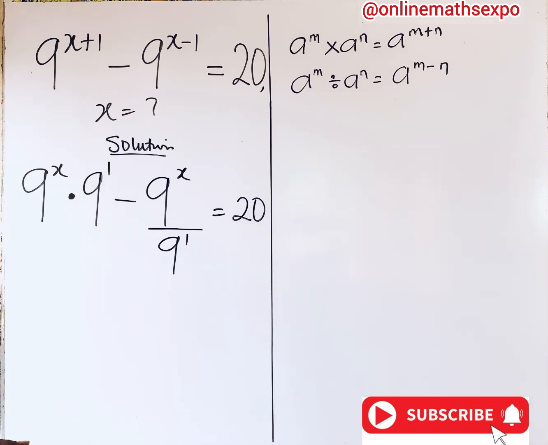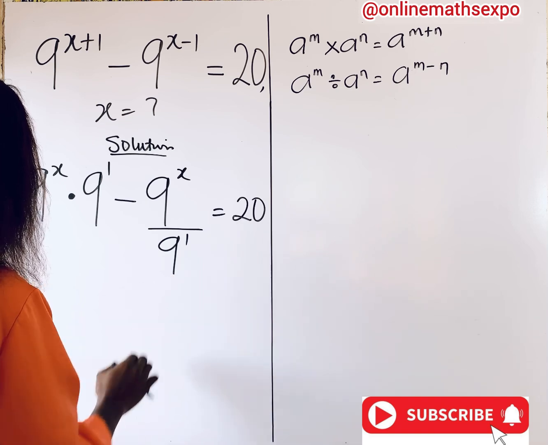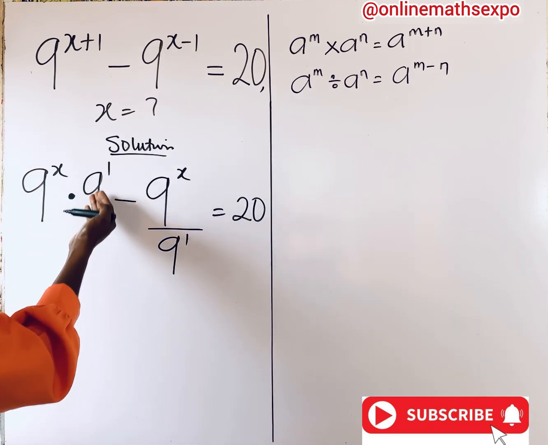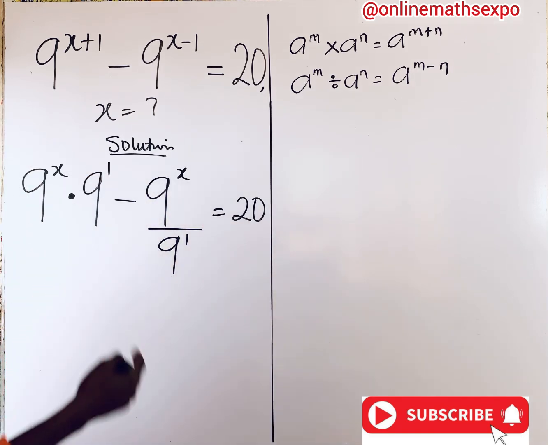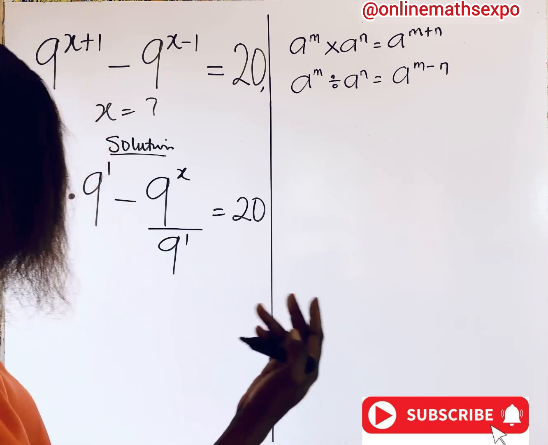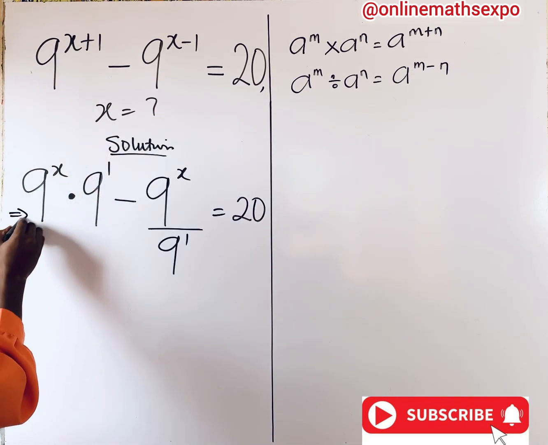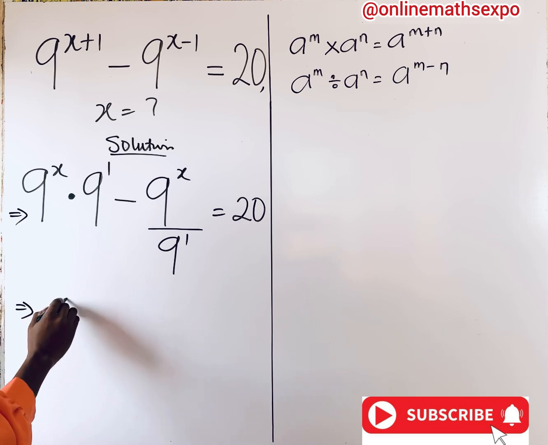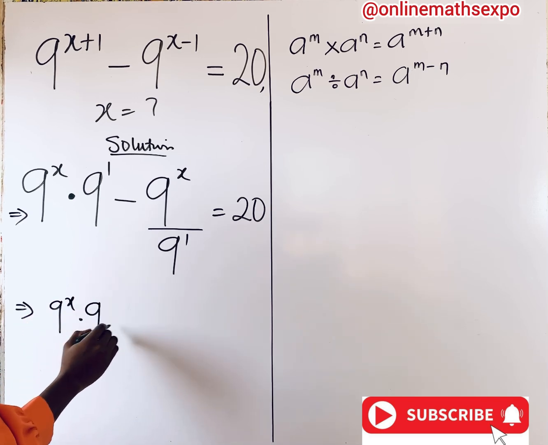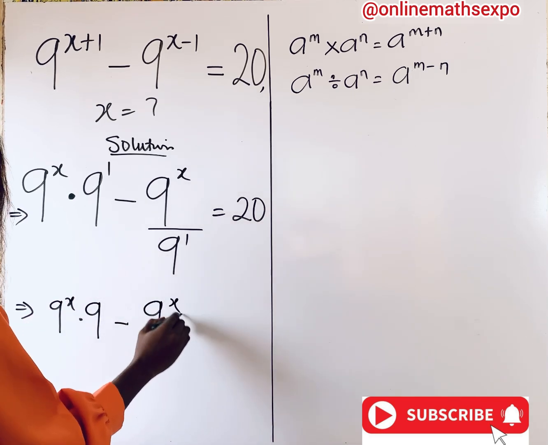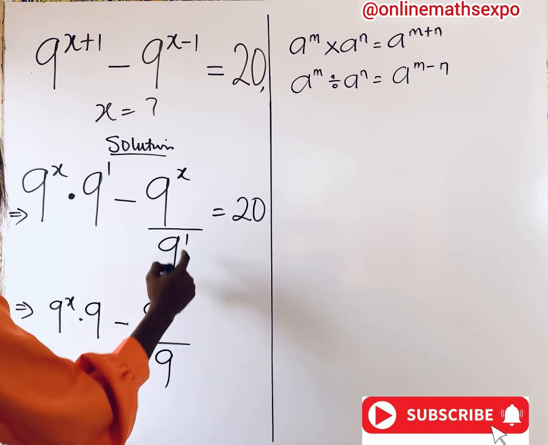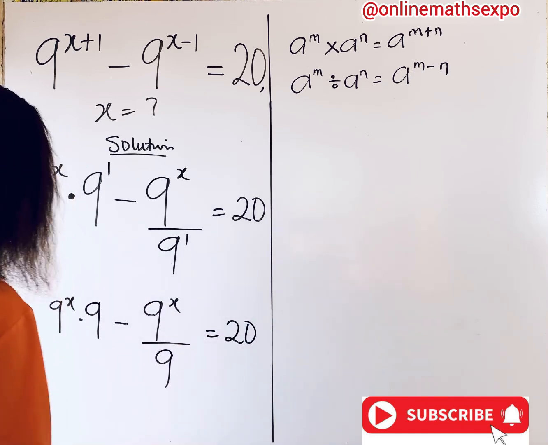Now, what do you think you can do again? You will notice that we need to clear this. Okay, we need to clear it. But before then, you know that each time you are raising a number to a power of 1, it is that number. So this is the same as saying 9 to the power of x multiplied by 9 to the power of x over 9, because this is 9, is equal to 20.